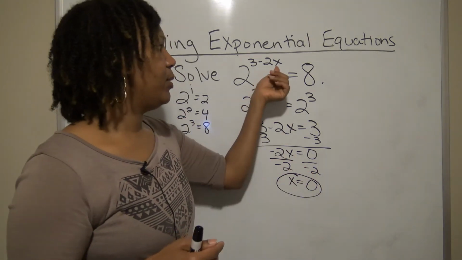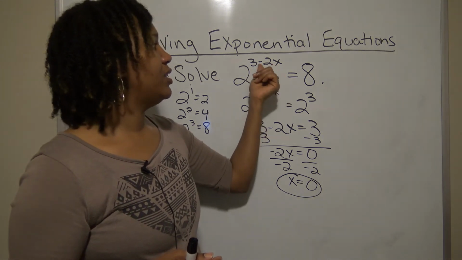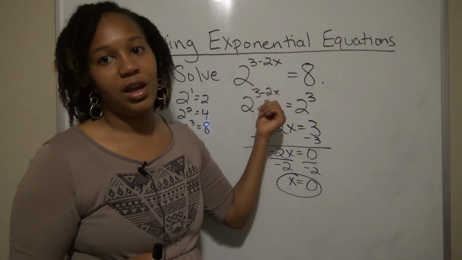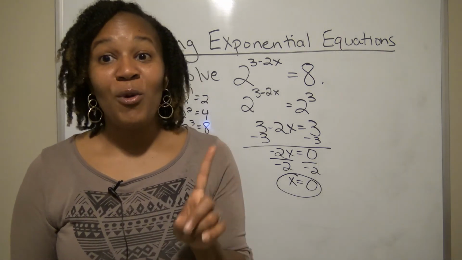And you can check it. If you plug in 0 for x, you get 2 times 0, which is 0. 3 minus 0 is 3. 2 to the third is 8. 8 is equal to 8. So you can also go back, plug it in, and check it. Let's do one more example.